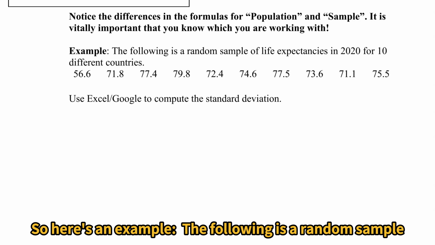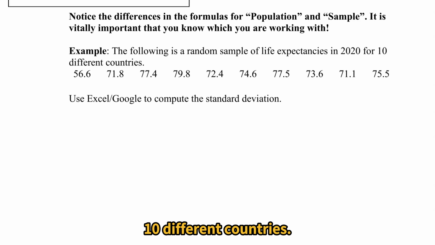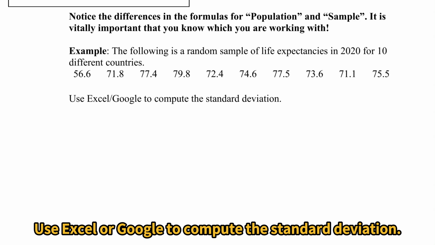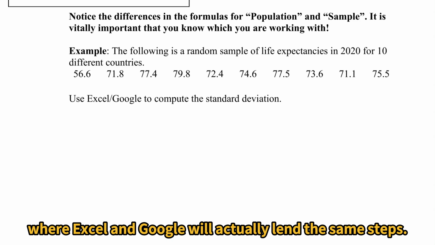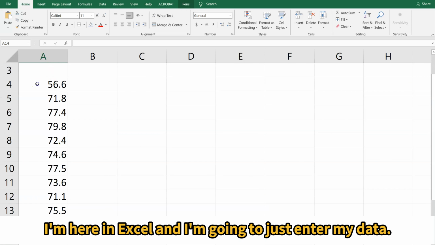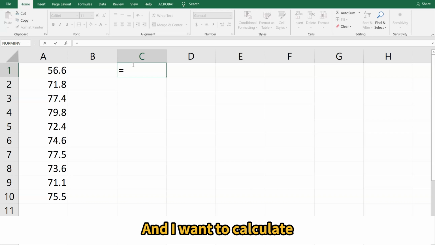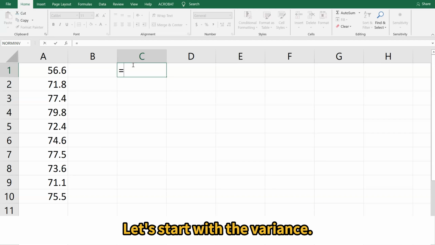So here's an example. The following is a random sample of life expectancies in 2020 for 10 different countries. Use Excel or Google to compute the standard deviation. Here's another example where Excel and Google will actually lend the same steps. I'm here in Excel and I'm going to just enter my data. And I want to calculate the standard deviation or the variance. Let's start with the variance.